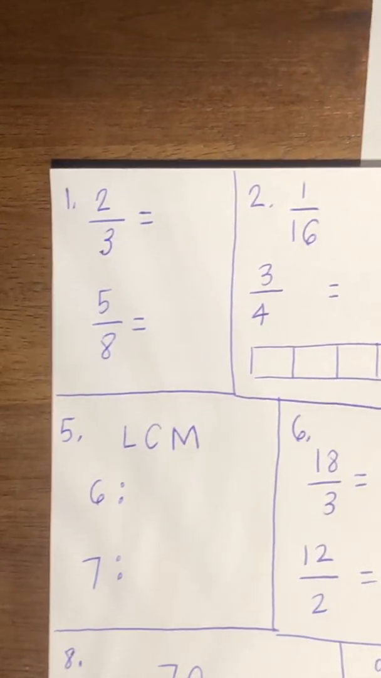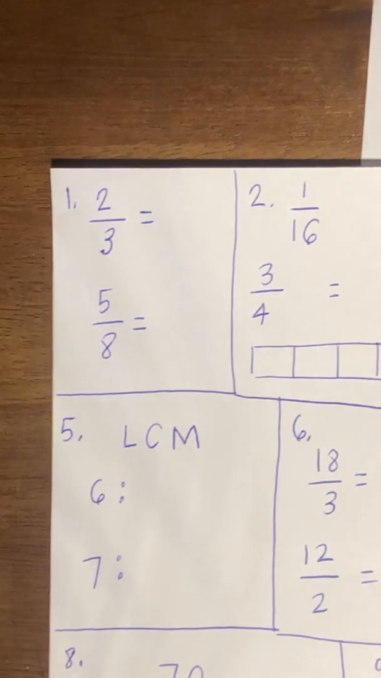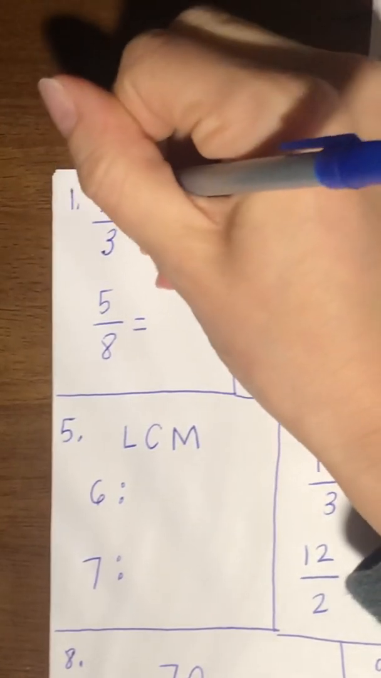So week 2, Monday, math, homework, answers. So number 1 is find an equivalent fraction. To find an equivalent fraction, you must multiply your numerator and your denominator by the same number. It can be any number you want as long as it's the same. In this case, I'm going to multiply times 2 because it's the easiest.